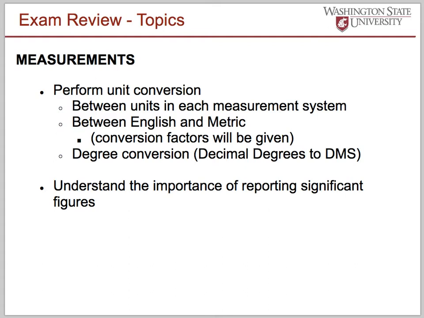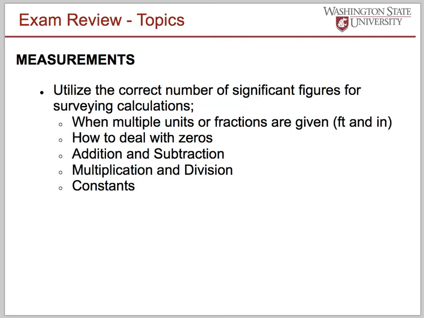Next is measurements. Measurements is a big piece of surveying. We want to be able to know what type of measurements we have and be able to convert between measurements. And so within that, there's different pieces, specifically with conversion, just going between English and metric, and then also the degree conversion from decimal degrees and back to degrees, minutes, and seconds. Also significant figures. We spend a good amount of time on significant figures. Make sure you are able to use all the rules that we looked at and be able to calculate the significant figures of specific measurements.